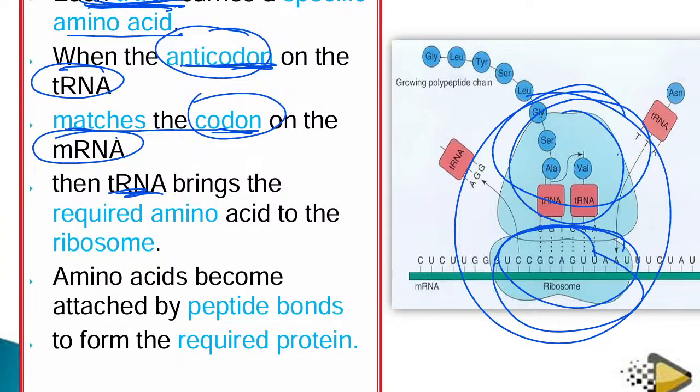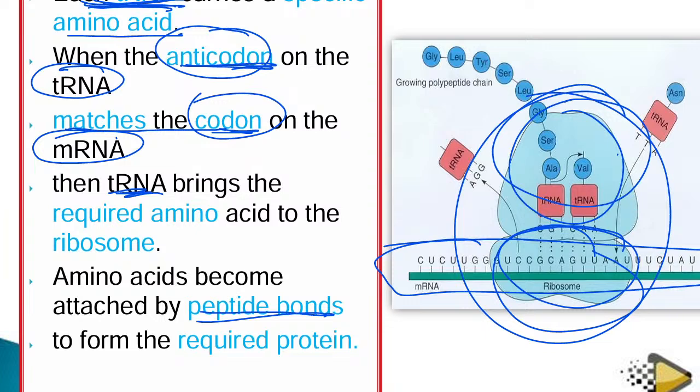You understand? But now, as long as you see that the messenger has a line there, that is a ribosome. So the moment the anticodon matches with the codon, now the transfer RNA will bring the required amino acid to this ribosome. Now the amino acids are being attached together by peptide bond. I said, please don't forget this, that peptide bonds are peptide bonds.